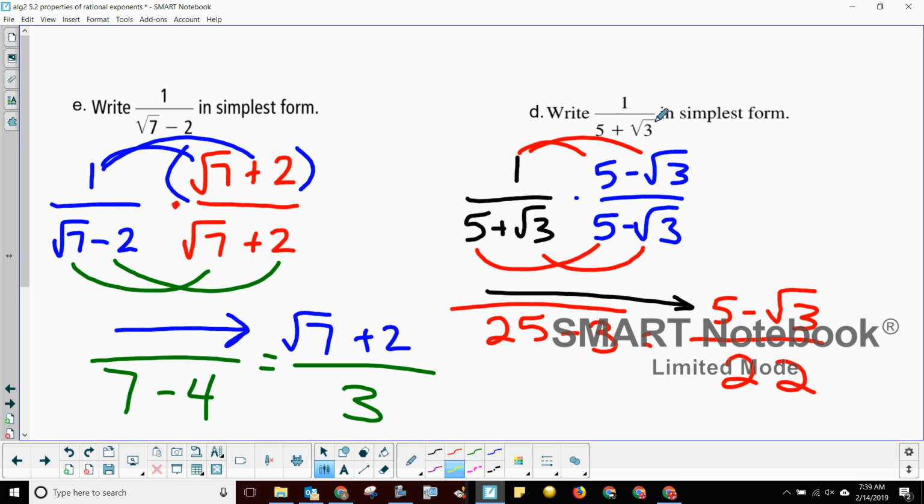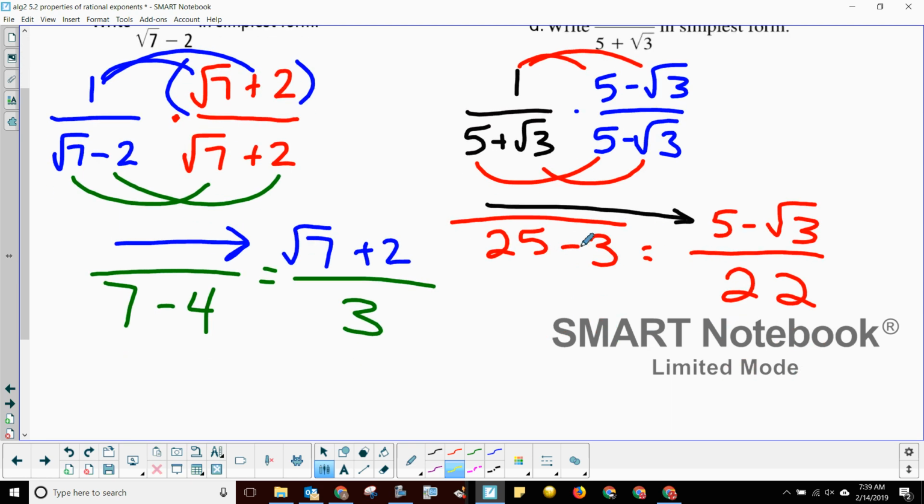5 plus root 3. Well, now the root's at the end. Here the root was at the beginning. Doesn't matter. Just change the sign in the middle. Don't change anything in front or whatever. Just change the sign in the middle. Same thing, 5 times 5 is 25. Root 3 and root 3 make 3, but with this one being negative, we subtracted 3. We're distributing a 1 again, but it's 22 on bottom.